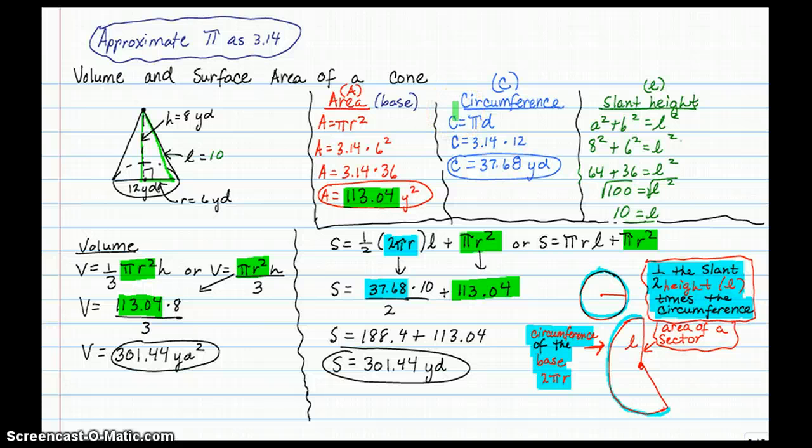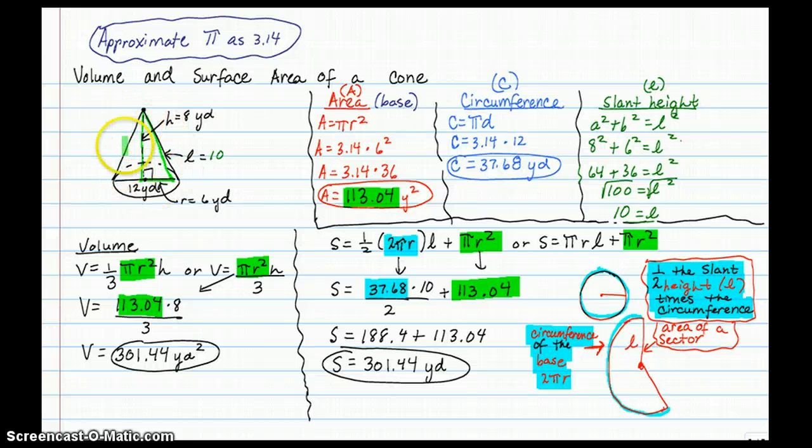Surface area is a little more complicated. It's pretty easy to understand the area of the circle, because you need that. If you were going to manufacture something in a cone shape, you would need the area of that circle, which would be 113.04, so that's your pi r squared. However, it's a little harder to understand this cone part.